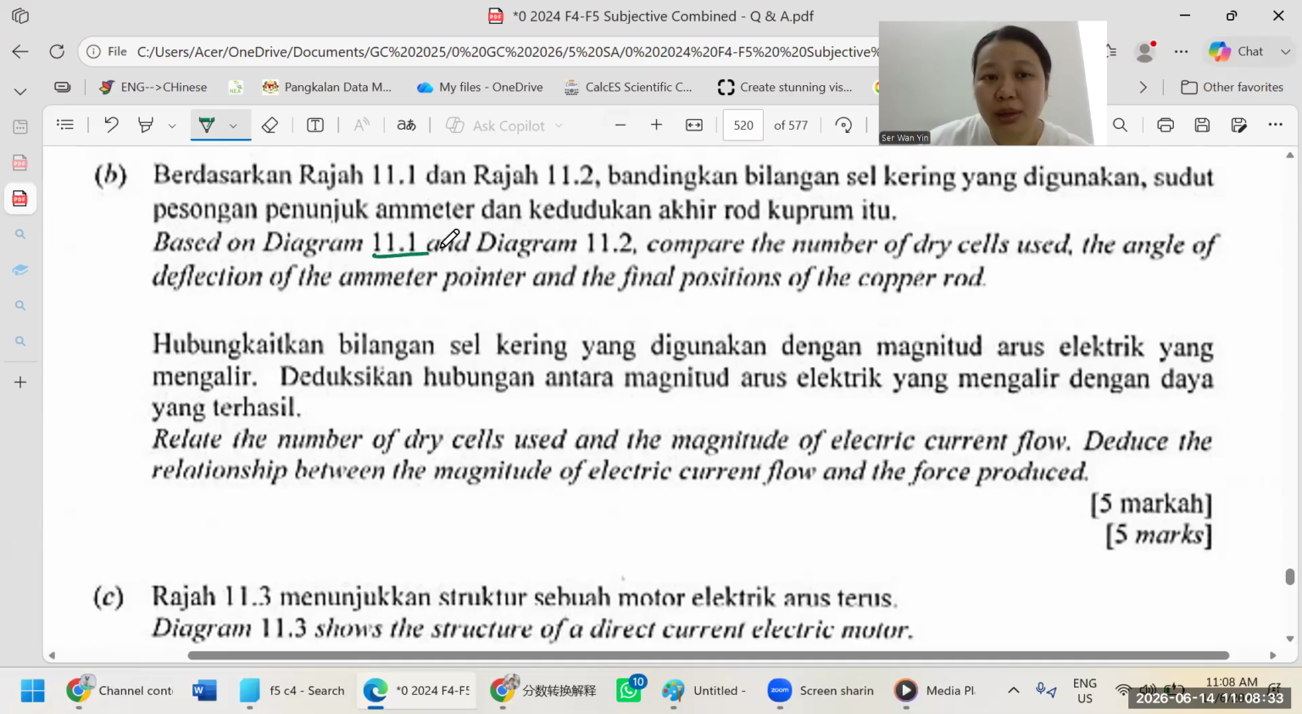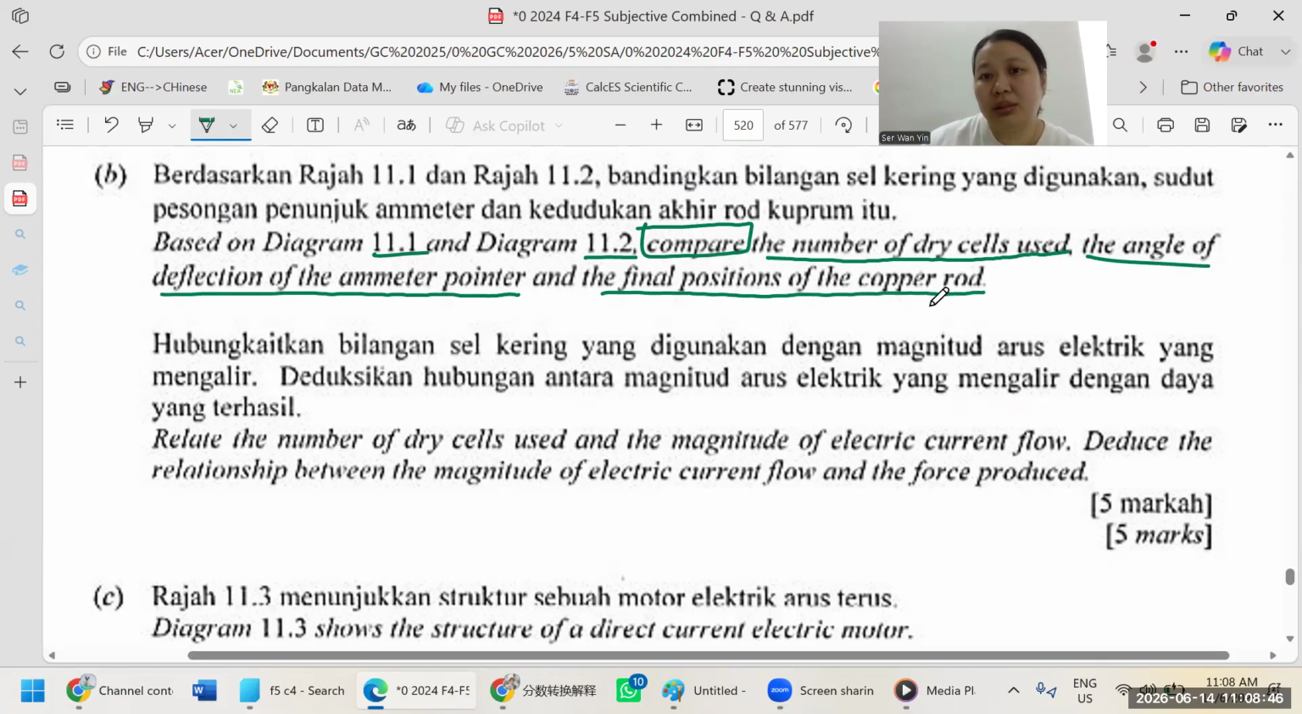Based on 11.1 and 11.2, compare the number of dry cells you see, the angle of deflection of the ammeter pointer, and the final position of the rod. See, compare 1, 2, 3. Do you underline in this way? It is 5 marks, normally 3 marks for compare.